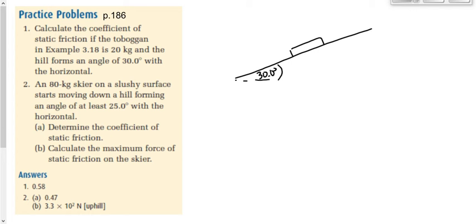And the mass of this thing is 20 kilograms. We want to find the coefficient of static friction. So what we're saying here is that this toboggan doesn't move. This toboggan is stationary on this hill. And if it's stationary on this hill, then clearly there's got to be a force of static friction acting up the hill. There has to be, because we know that there's a force parallel that pulls down the hill.